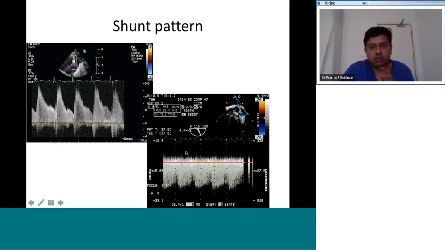Sorry, this PDA is a little upside down. There is some mistake in it. All I wanted to show is a restrictive PDA. So this is not a restrictive PDA. It is a right to left shunt, completely right to left shunt, which is shunting right to left in systole as well as diastole. Again, this will suggest severe pulmonary arterial hypertension. Again, we'll never close this PDA.